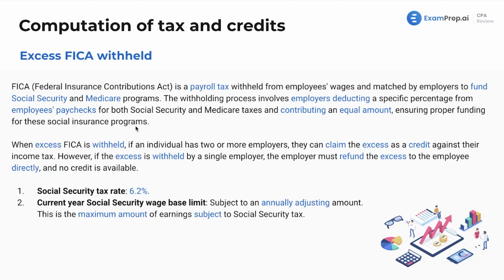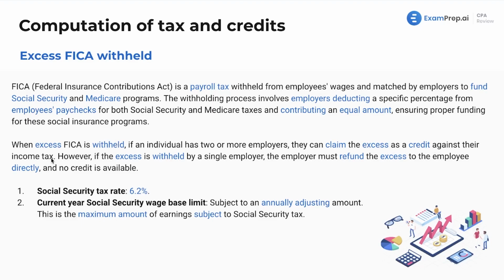We talk about this in our government programs lesson all the way down at the very end. We'll get there, not too tough of a lesson. When excess FICA is withheld, if an individual has 2 or more employers, they can claim the excess as a credit against their income tax.